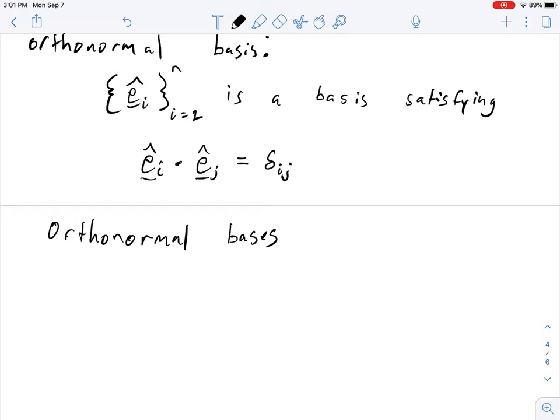They're pretty super duper useful because we can do in components what you're used to doing when you go to take the inner products of things. Let's say that we express vectors in terms of their components relative to any old basis.